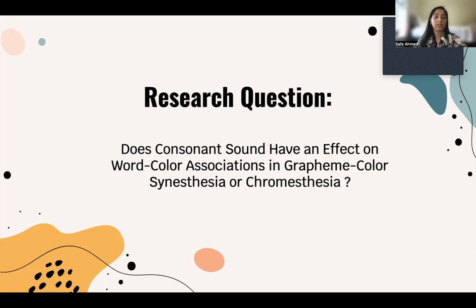For my research question, the purpose of this experiment was to discern if different consonant sounds have an effect on chromesthesia and grapheme color synesthesia's word color associations. So specifically, I was trying to see if hard consonant words would be more likely to evoke darker intensities of color, while soft consonant words would be more likely to evoke lighter shades of color.